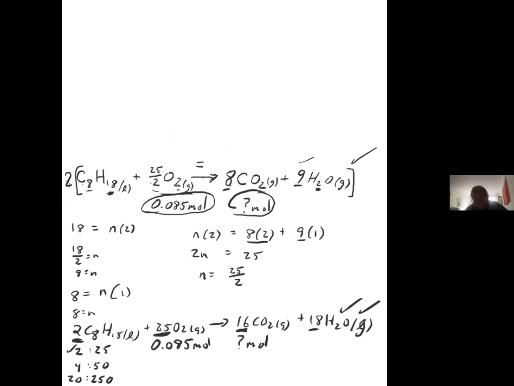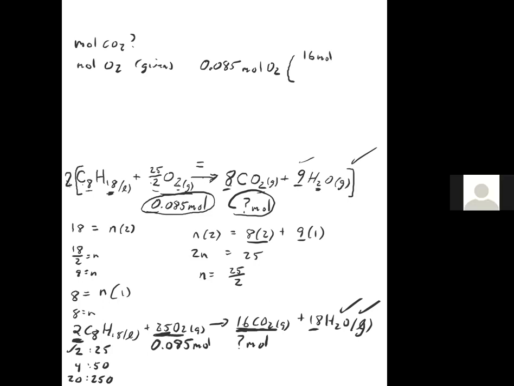Okay. So in the question, they're asking us for the moles of CO2. That's the question. We're given the moles of O2. This is given. So here's how you go about it. You take the moles of the one that you're given, which is 0.085 moles. I'm actually going to explicitly write in the chemical formula just so that you see it. To find the number of moles of CO2, we just multiply it by this ratio, CO2 to O2. It's 16 moles of CO2 for every 25 moles of O2.